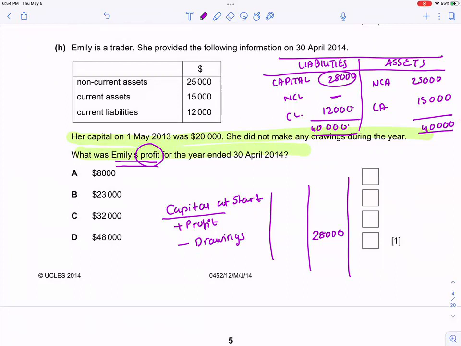Miss, will we have to add it to find the capital? I don't know, to find the profit, you try and figure it out. What is your capital at start? 20,000. And they said there is no drawings. So what will you do over here to come up to 28,000? You'll take the difference between 28,000 and 20,000. 8,000 will be the profit. So that you get your closing capital as 28,000.